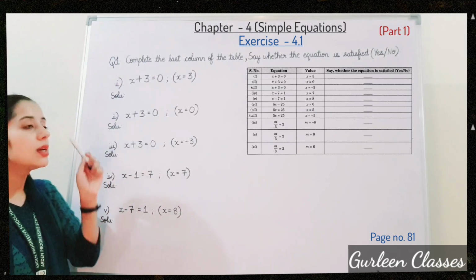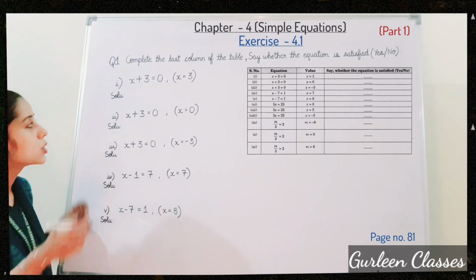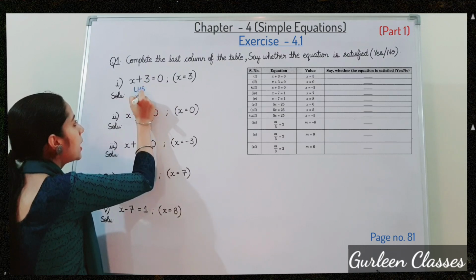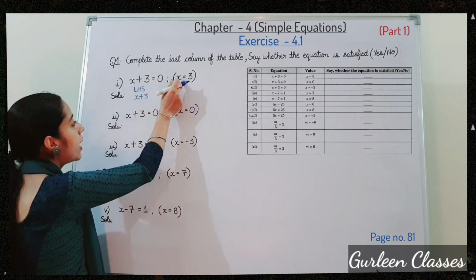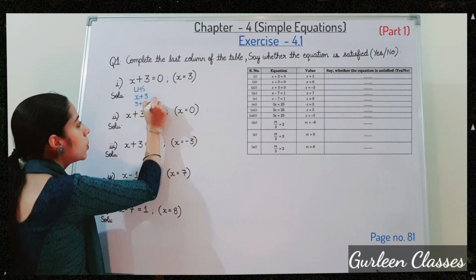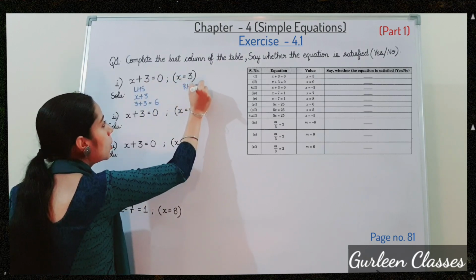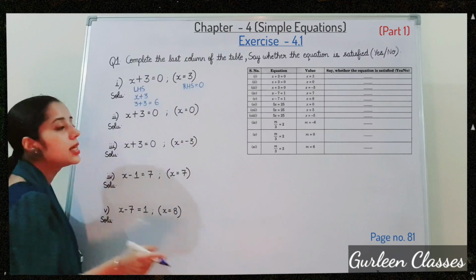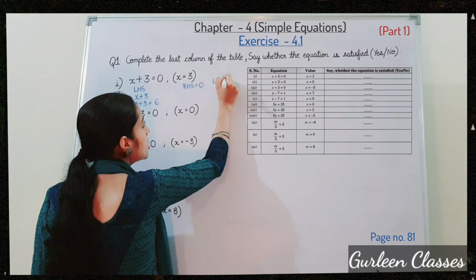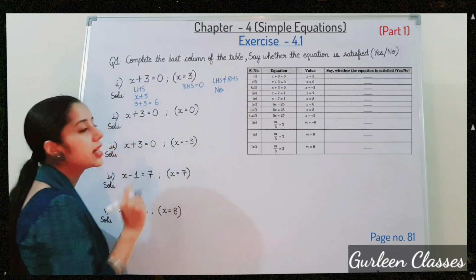First part, x plus 3 is equal to 0 and the value of x given here is 3. So let us solve first LHS. LHS is x plus 3. Value of x is 3. Putting the value, 3 plus 3 is equal to 6. And what is your RHS? RHS is given 0. So LHS is not equal to RHS. So answer is no. It is not satisfied.